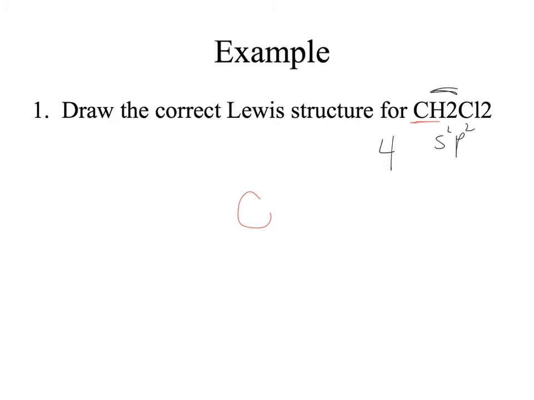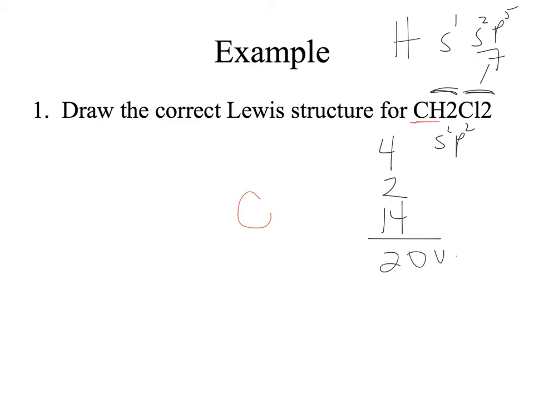We have 2 hydrogens. Each hydrogen has 1 valence electron. So 2 hydrogens would give you 2 valence electrons, because each hydrogen has an S1, that's all it has. We have 2 chlorines. Each chlorine has 7 valence electrons. Its outer shell is S2P5. So if I have 2 chlorines, I'm going to have 14 valence electrons. So I'm going to add these up. 4 plus 2 is 6, 6 plus 14, that gives me 20 valence electrons in total.